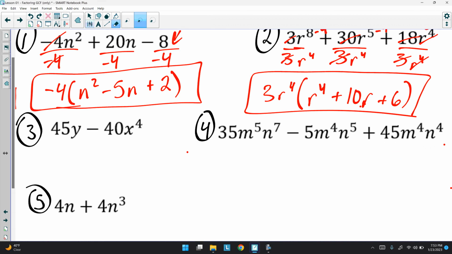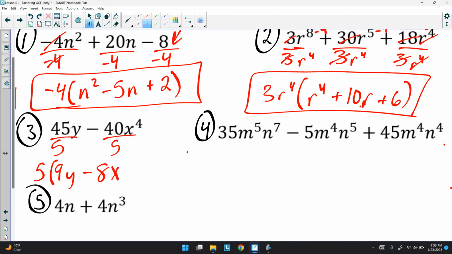All right, number 3. In class, I think we said it was 5. Can't be a y because there's no y over here. It can't be an x because there's no x in the first term. Oh, we've got to start off with 5 first. 45 divided by 5 is 9. Then we just bring down the y. Minus 40 divided by 5 is 8. And then x to the 4th. All right.